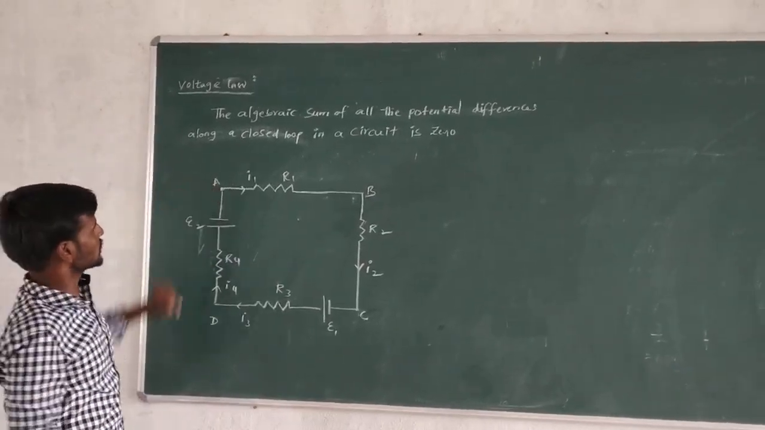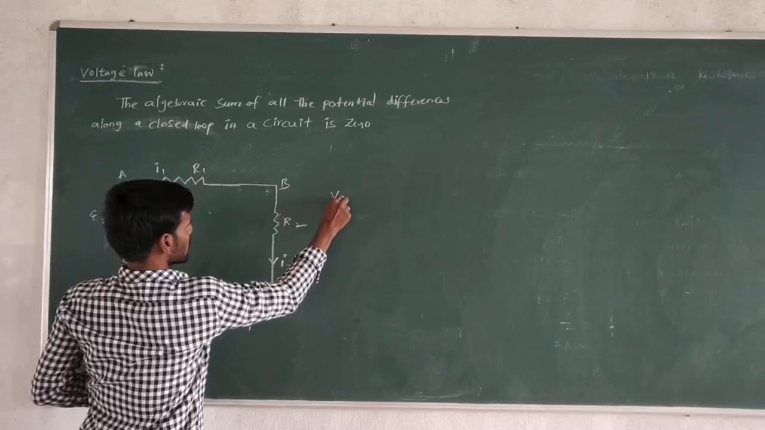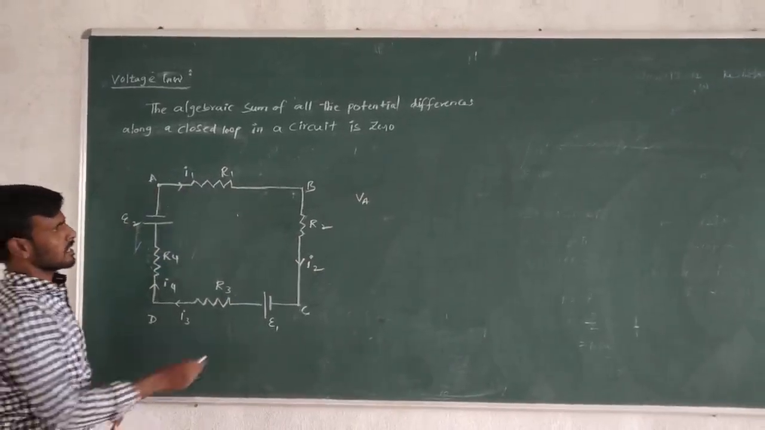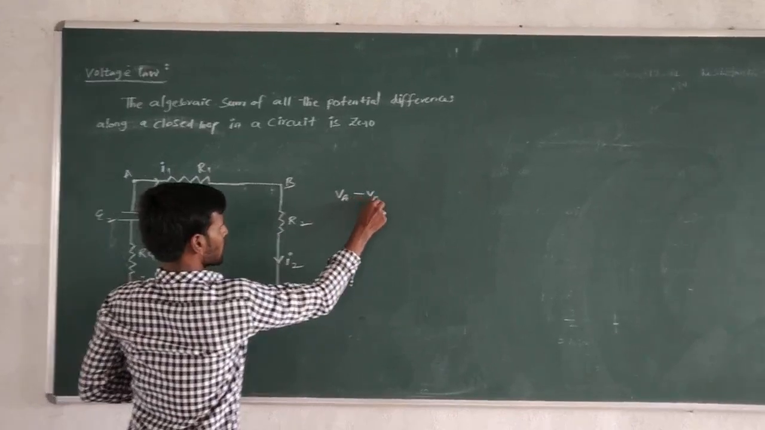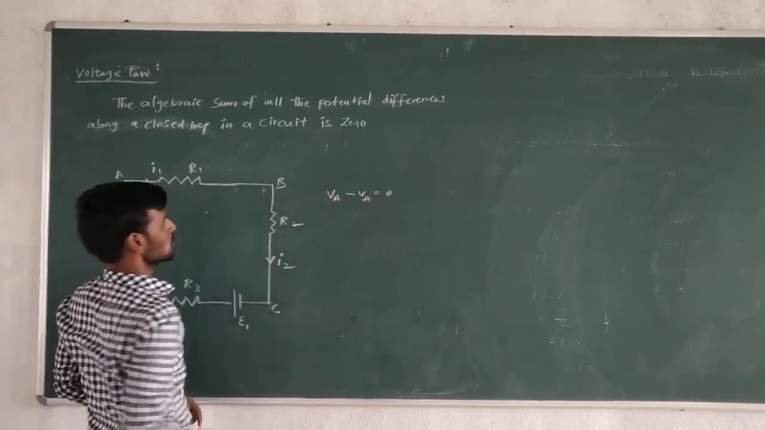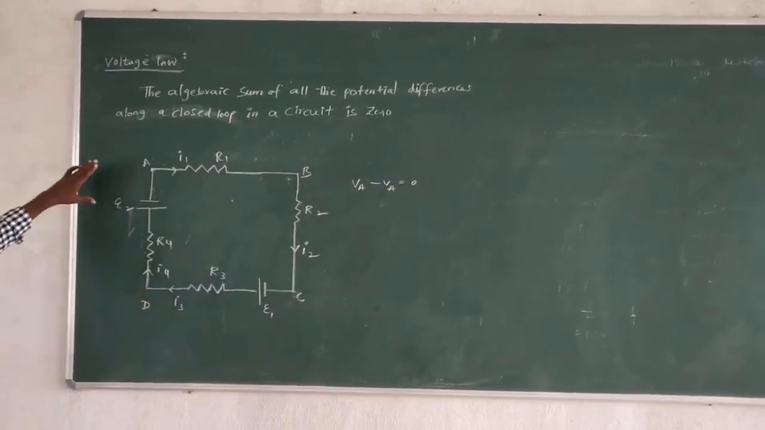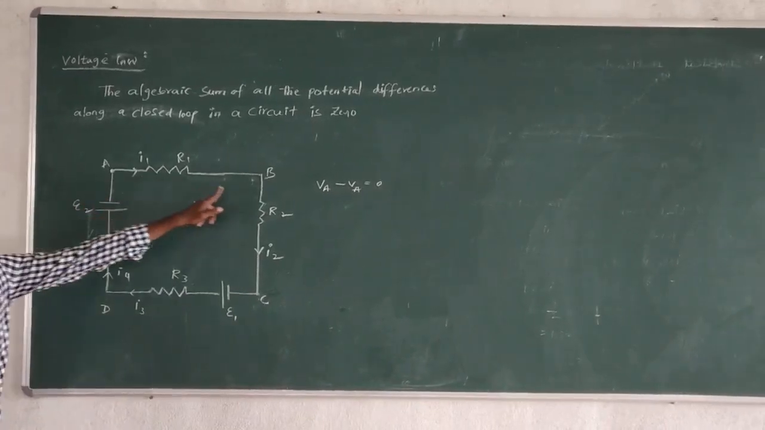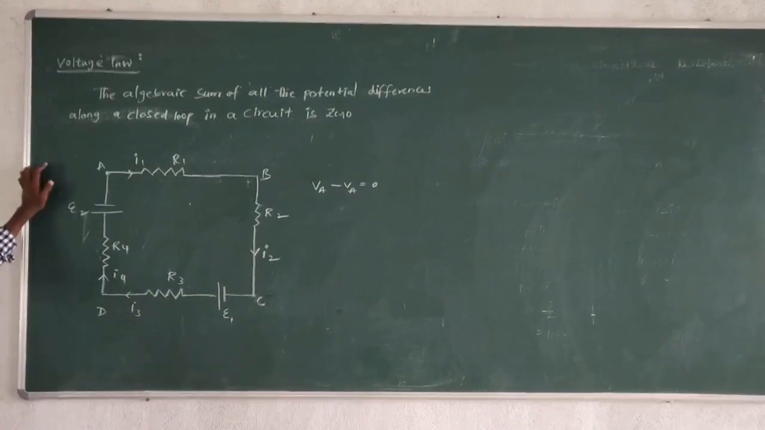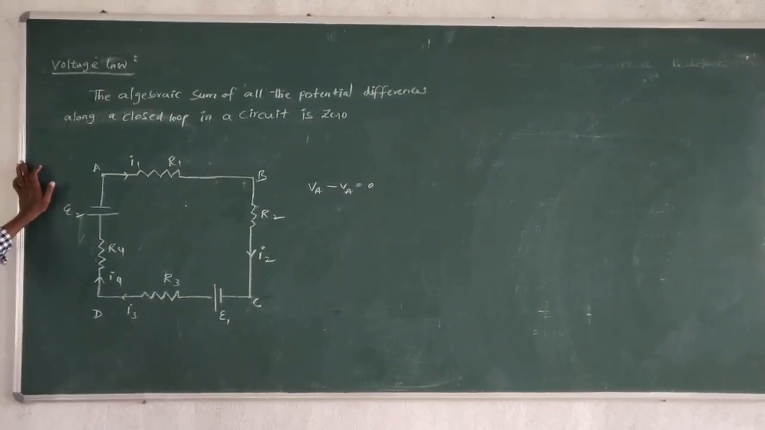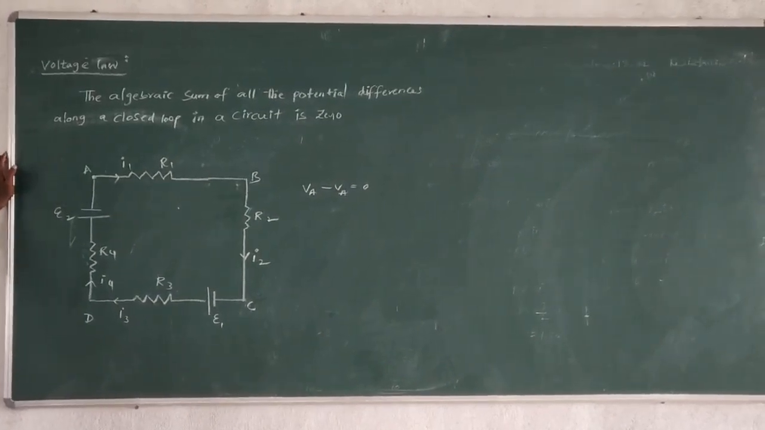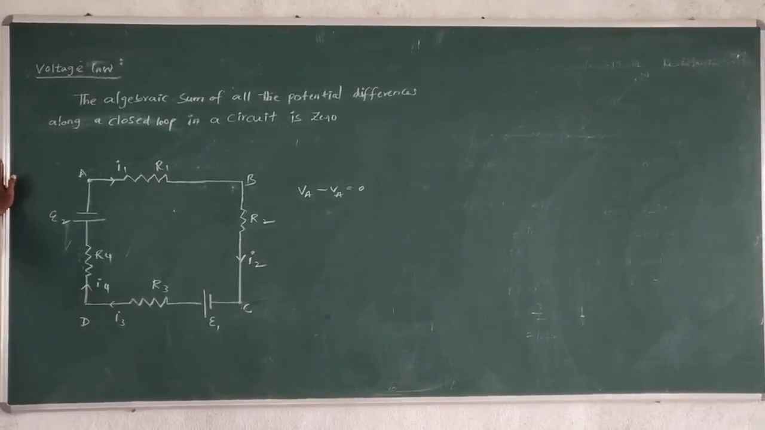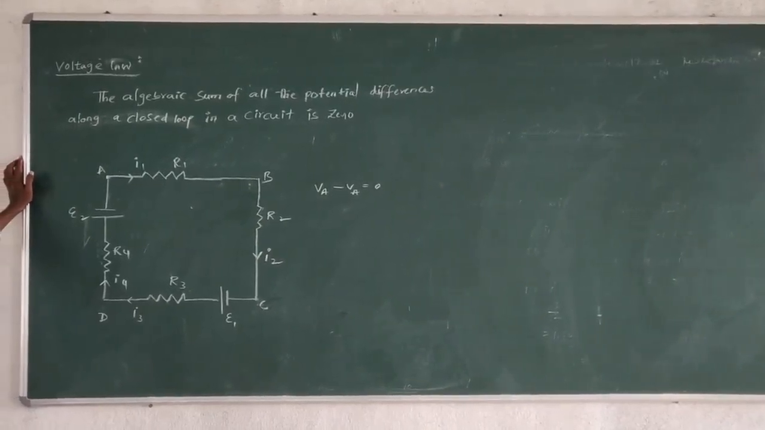Initially the potential at point A is VA. It comes back again to point A. Here the potential difference is VA minus VA, which is equal to 0. So here the algebraic sum of all the potential differences along a closed loop in a circuit is 0. Kirchhoff's first law obeys the law of conservation of charge, but the voltage law obeys the law of conservation of energy.